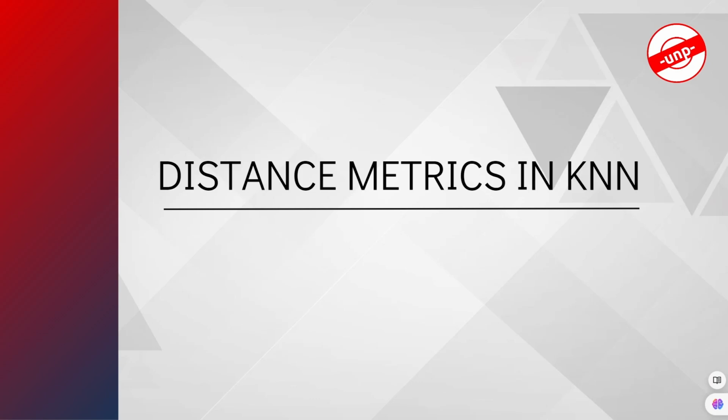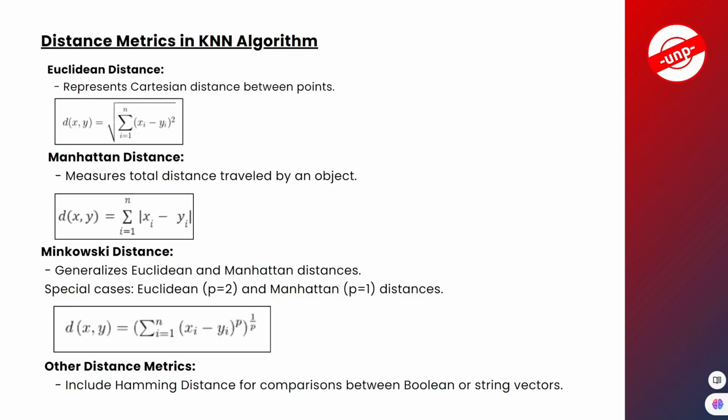Now, let me tell you in detail what are the distance metrics used in KNN. First comes Euclidean distance. It measures the shortest straight line distance between 2 points.